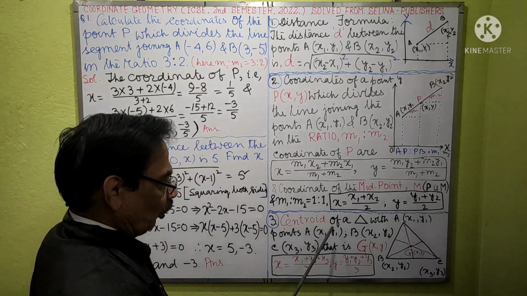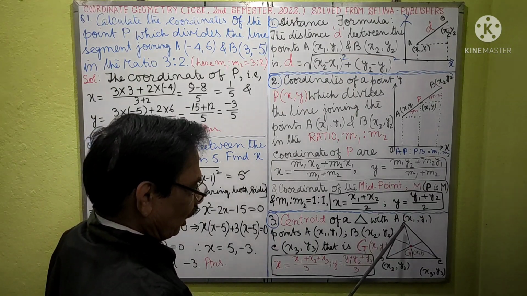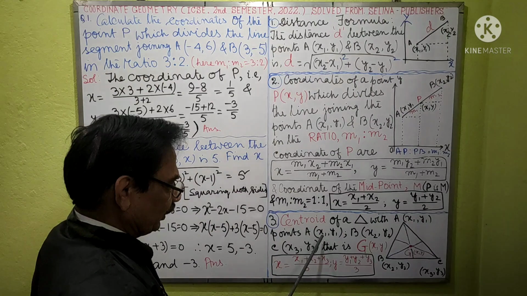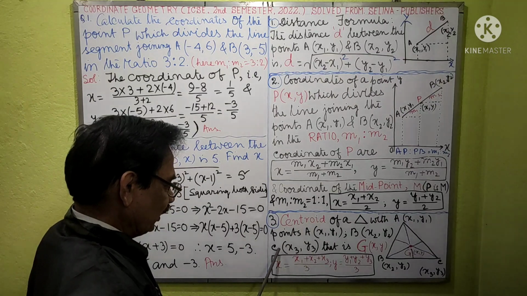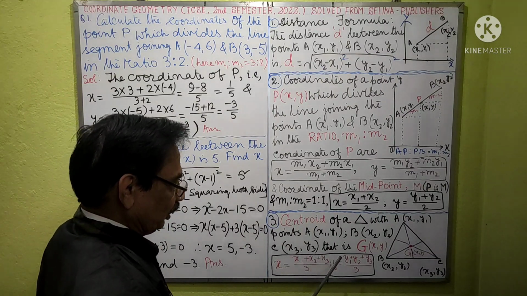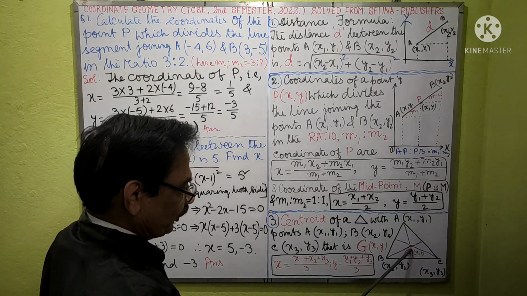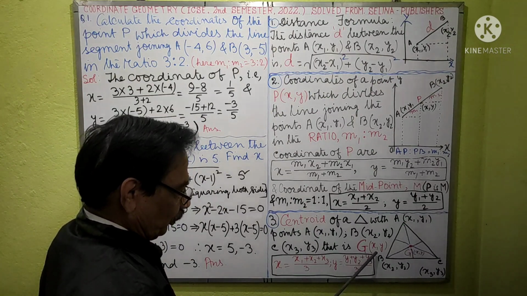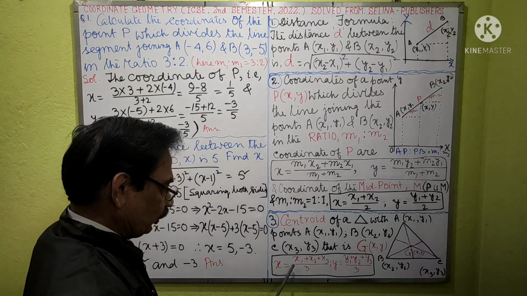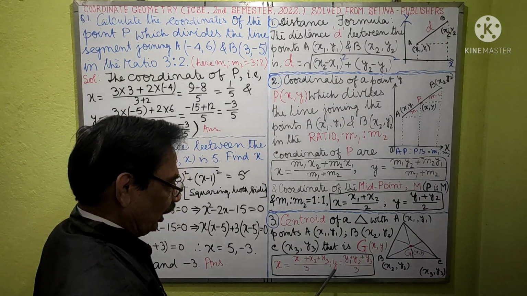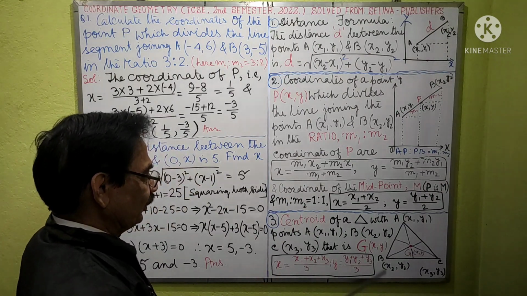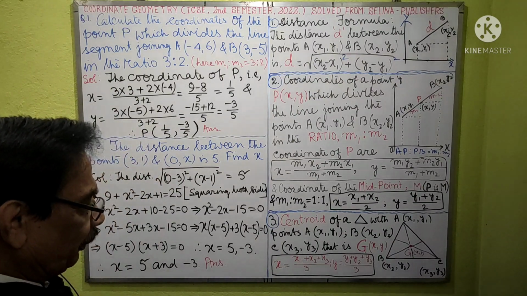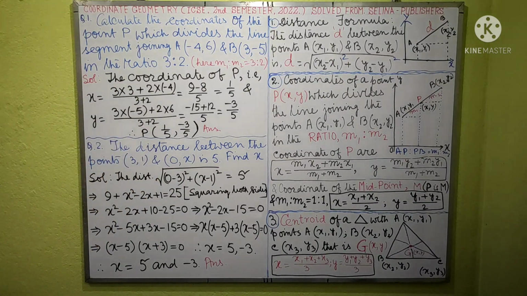Next, the centroid of a triangle with the vertices A (x1, y1), B (x2, y2), and C (x3, y3). G is the centroid, and its coordinates are (x, y). x equal to (x1 plus x2 plus x3) by 3 and y equal to (y1 plus y2 plus y3) by 3. These are the three formulae, and we have performed only two solutions.